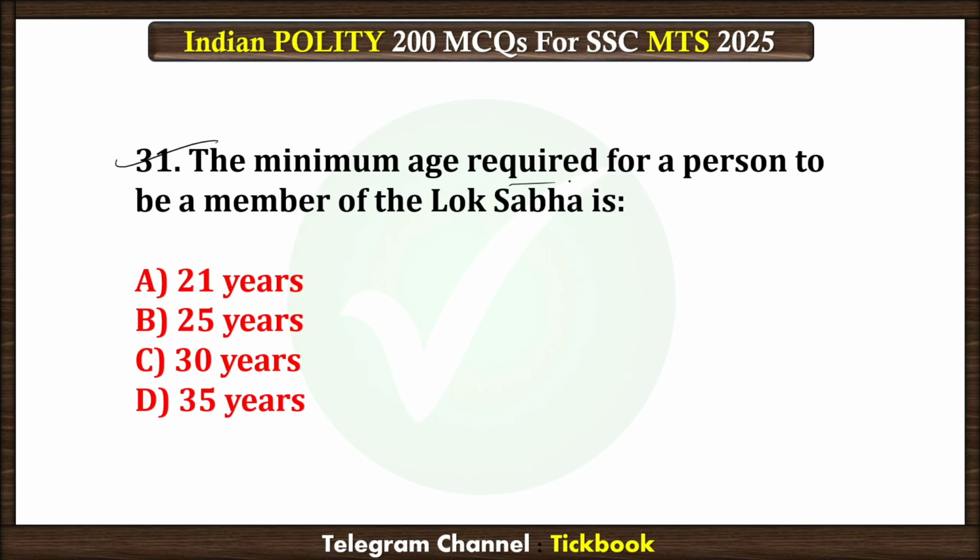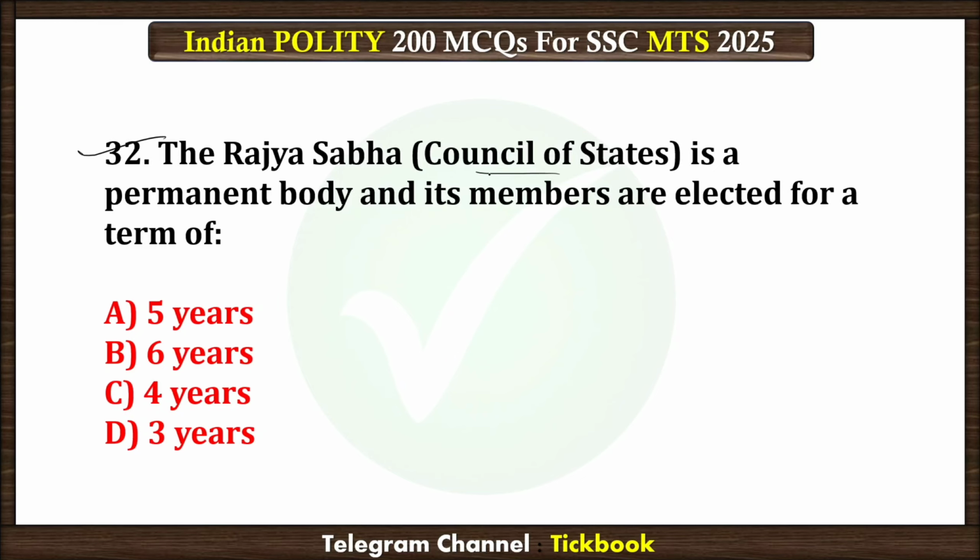31. The minimum age required for a person to be a member of the Lok Sabha is. Option number B, 25 years. 32. The Rajya Sabha, Council of States, is a permanent body and its members are elected for the term of. Option number B, 6 years.